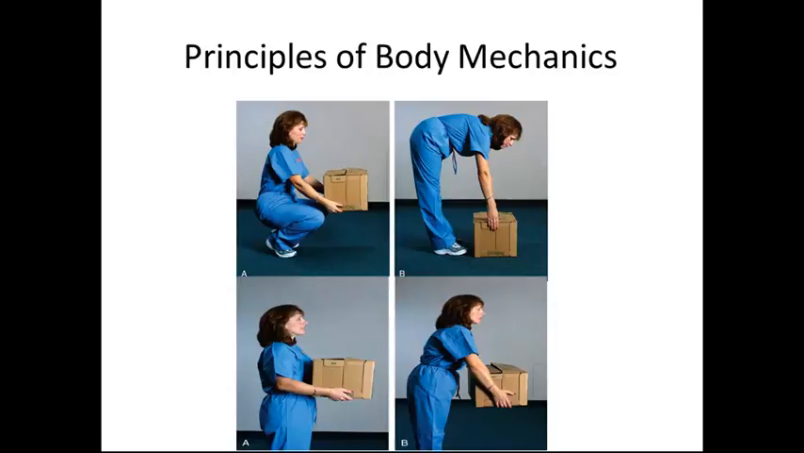Principles of body mechanics: you want to keep the object close to you, as she is in A, and you always want to bend at the knees. You never want to bend at the hips, and you never want to keep the object very far away from you.